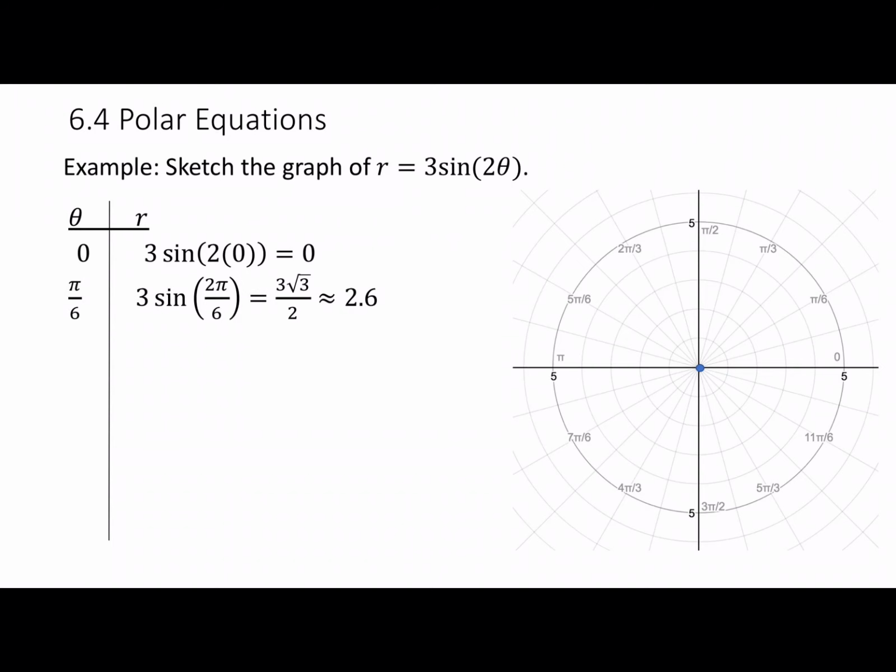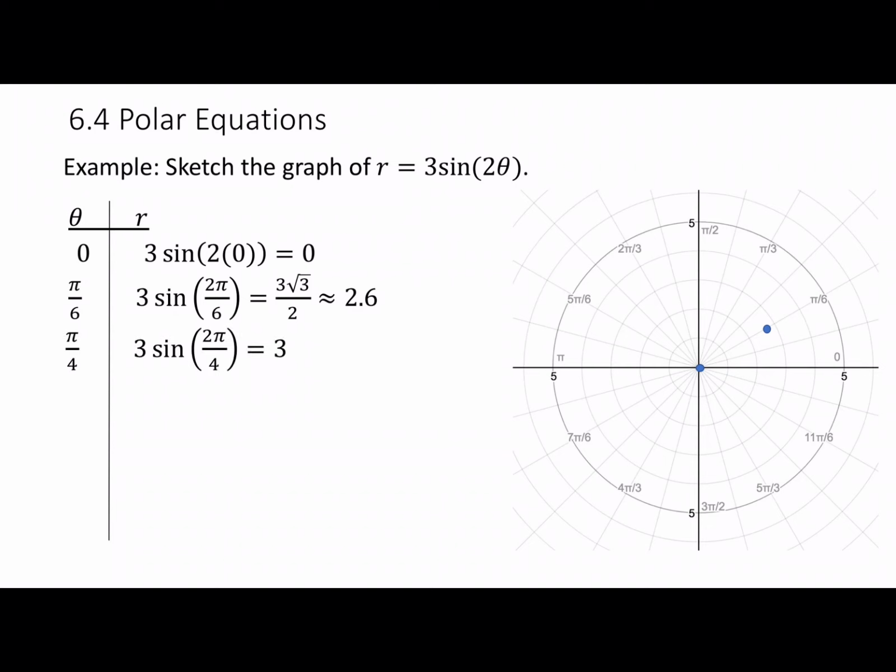Now what if theta is pi over 6? Well, that gives me 3 sine of 2 times pi over 6, which is going to be 3√3 over 2, which is approximately 2.6. So I'm going to go in the direction of pi over 6, and I'm going to move 2.6 units out. And so there we go.